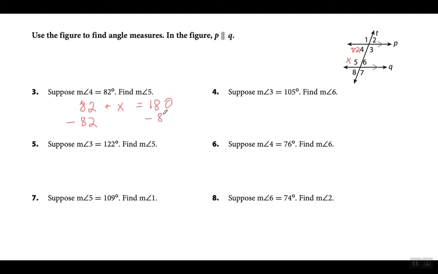Now just subtract. I know 180 minus 80 is 100. And if I take away 2 more, I'll get 98. So the answer is 98.